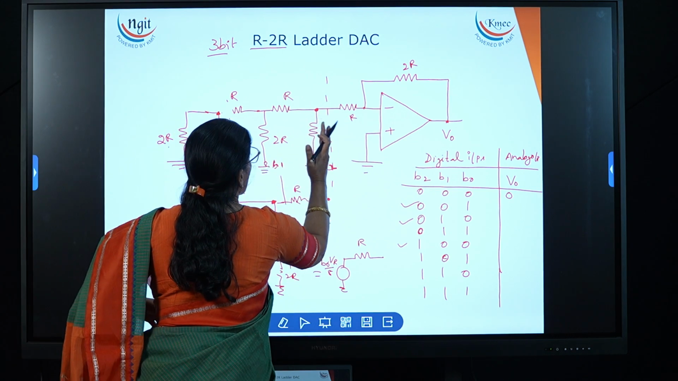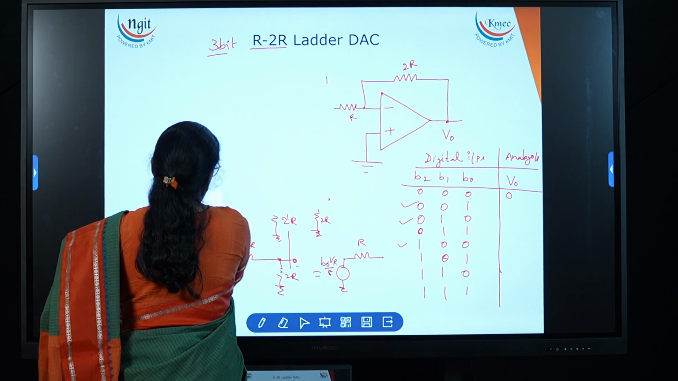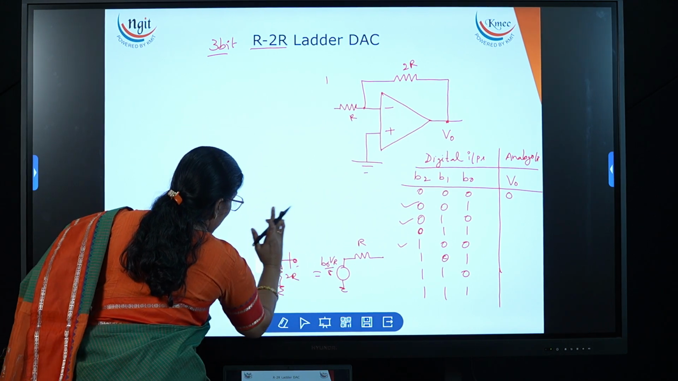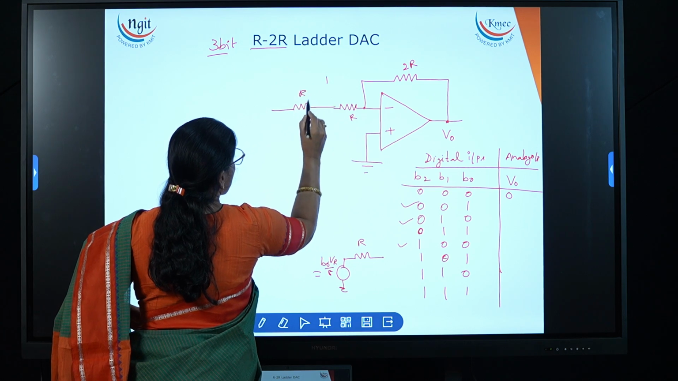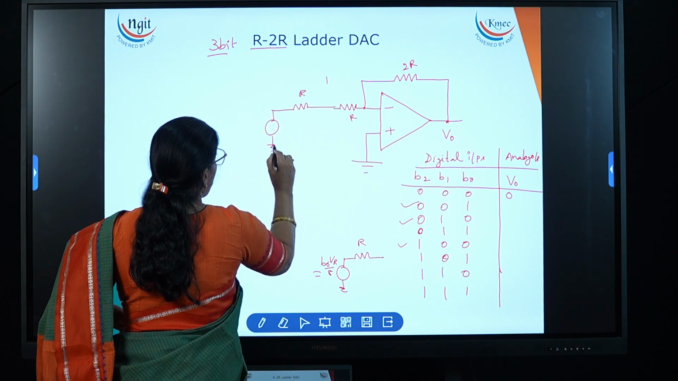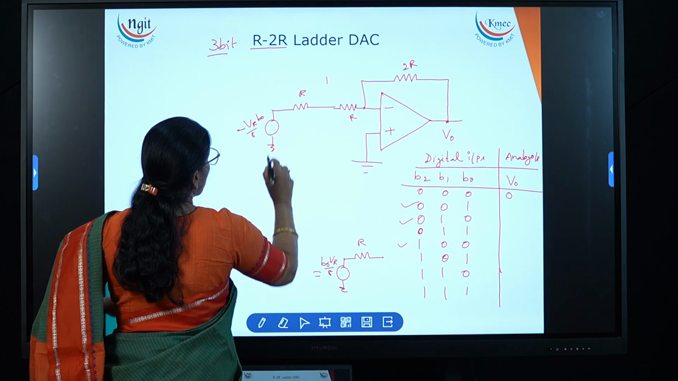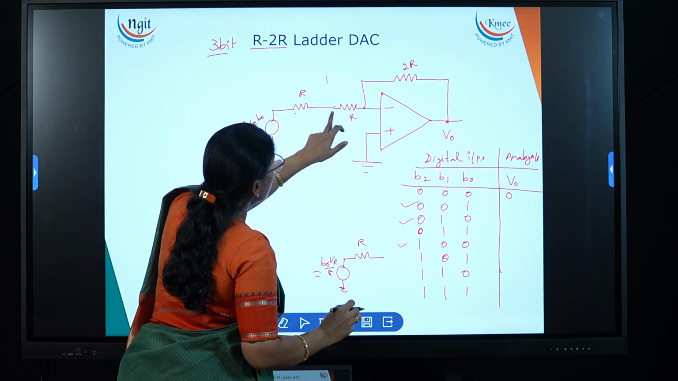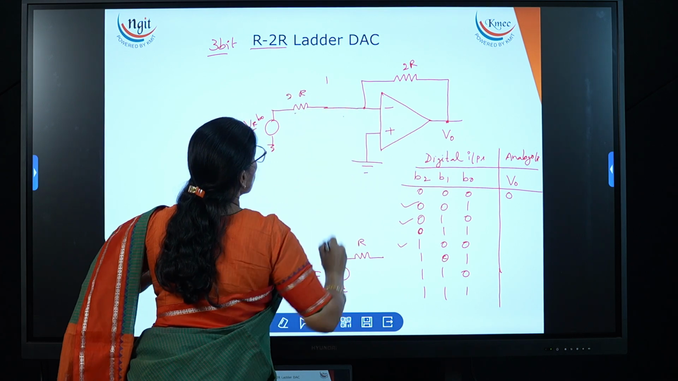Now if I redraw this diagram, having applied the Thevenin equivalent circuit, finally I got this. So what did I get? This R is the total resistance and the supply is minus VR B naught by 8. Now if this R and this R are both in series, then I can rewrite this as 2R.